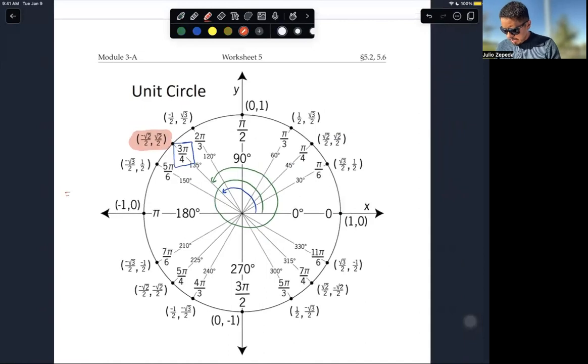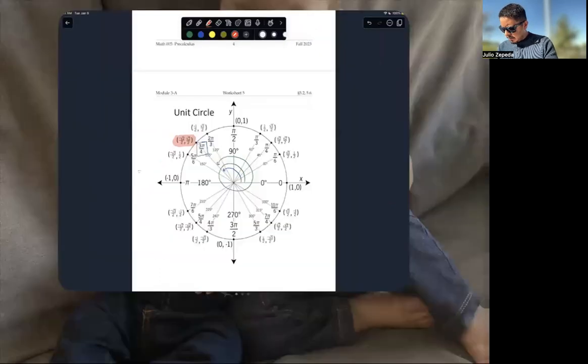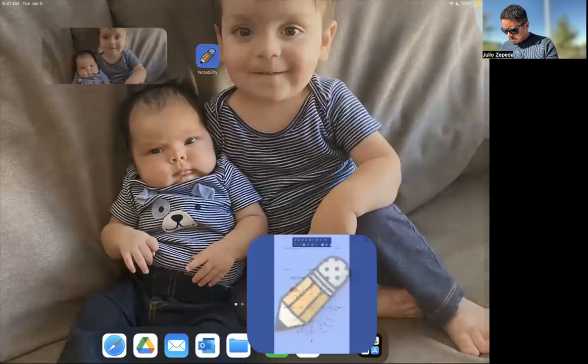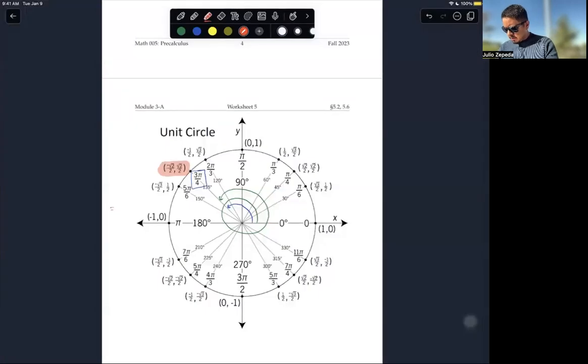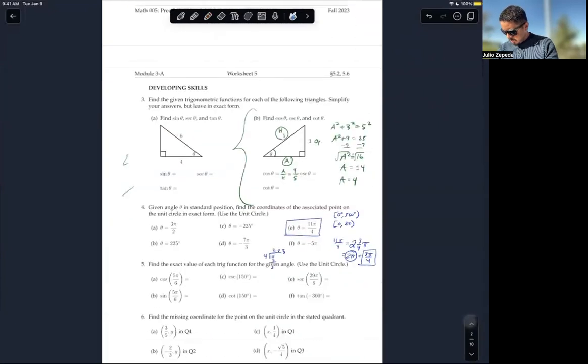And my iPad is freezing up here for some reason. Okay, let's see. So.